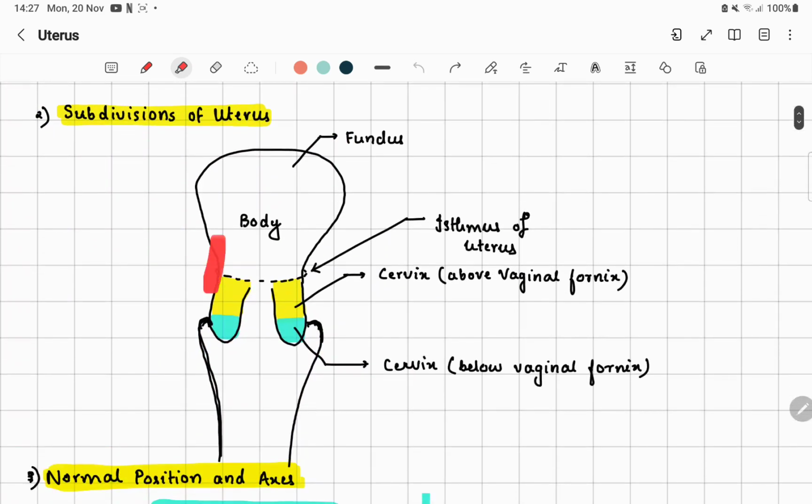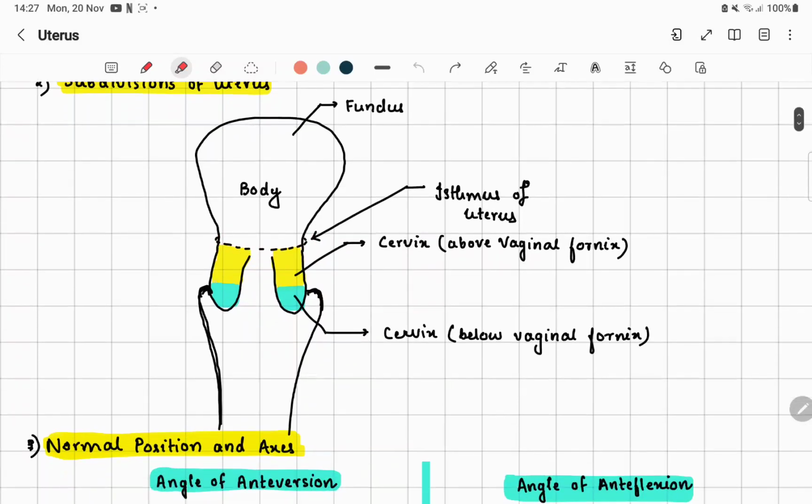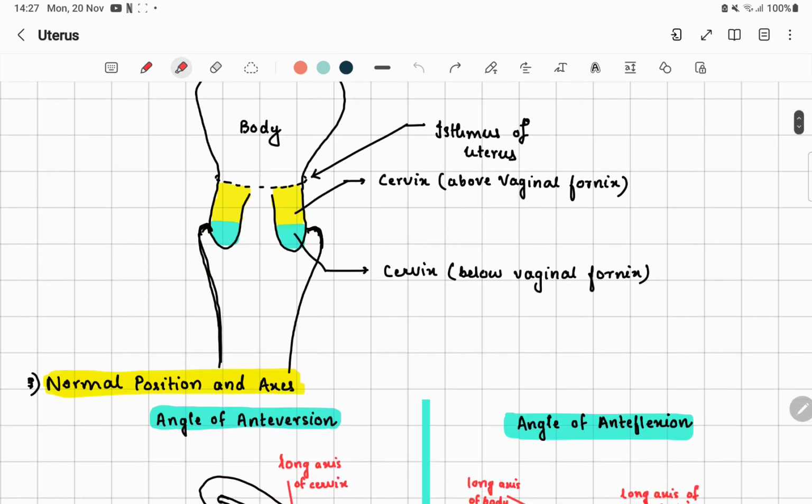What are the subdivisions? You have the fundus of the uterus, you have the body, then the isthmus of the uterus, and the cervix. The cervix has two parts: above the vaginal fornix, which is the fornix of the vagina, we call it the supravaginal cervix, and below the vaginal fornix, the vaginal cervix.